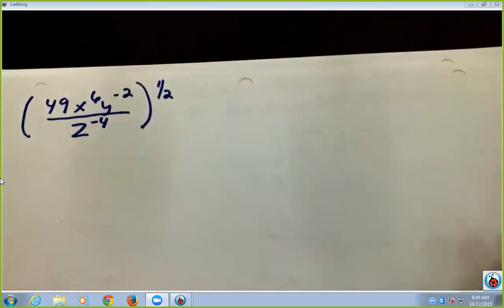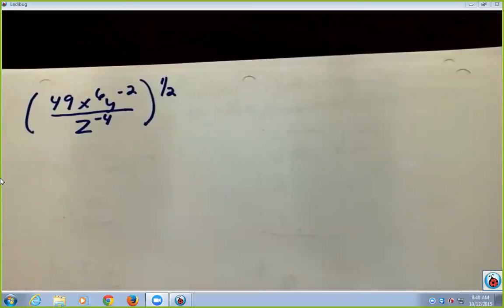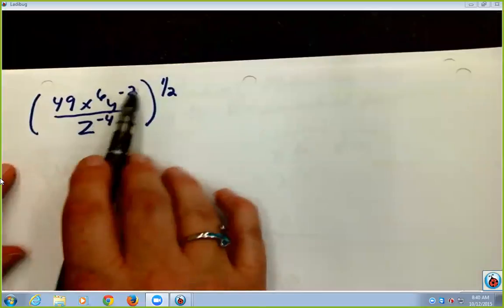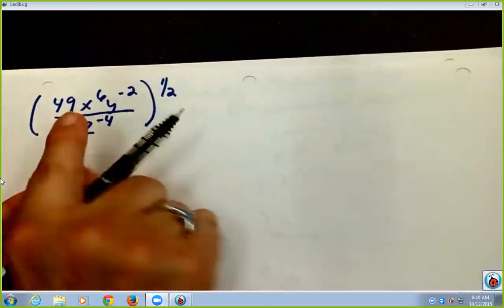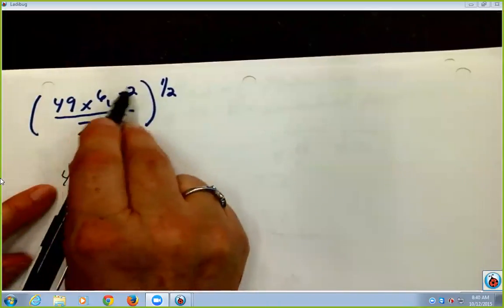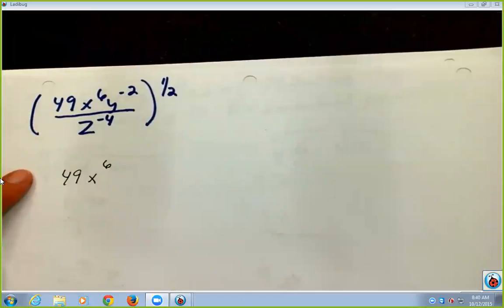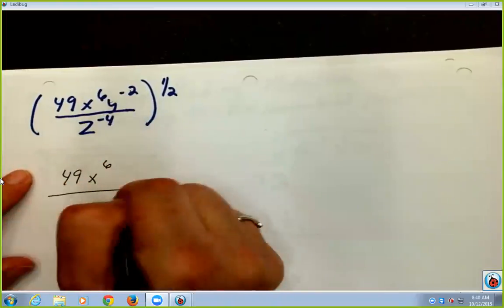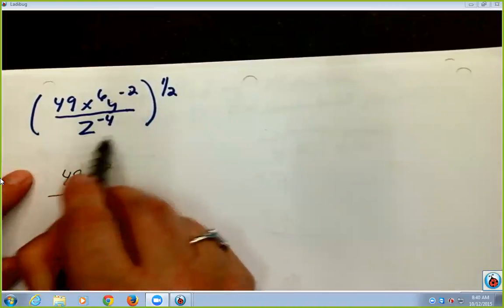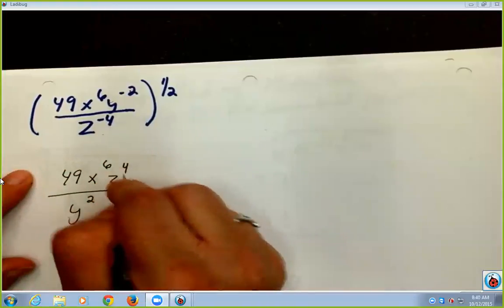And let's take a look at this guy. Let's see, this one's kind of got everything tossed into it, just like they did in 5-2. So we've got inside of here, you may want to get rid of all your negatives first. So 49 is positive, it stays. X to the 6 stays. Y to the negative second, where does it go? Does it move or does it stay? So anytime I've got a negative exponent, it's going to go to the bottom. So z to the negative 4th is going to come up to the top.